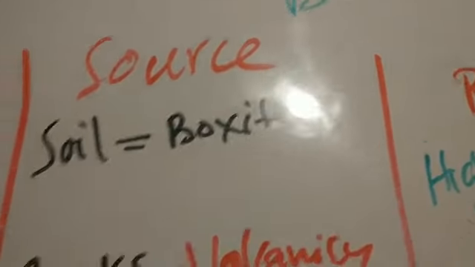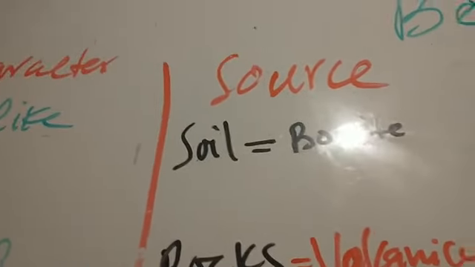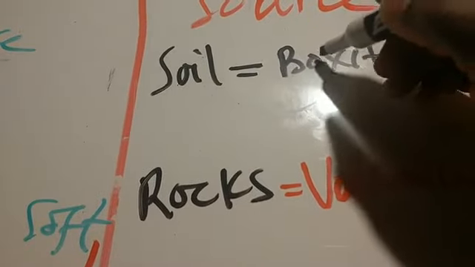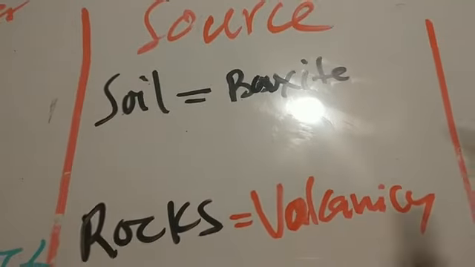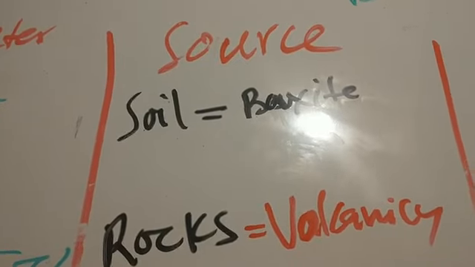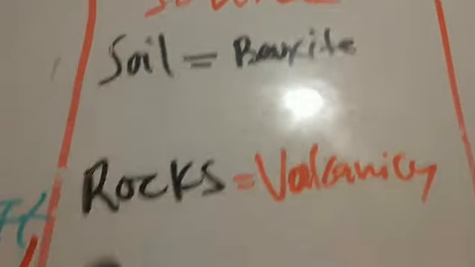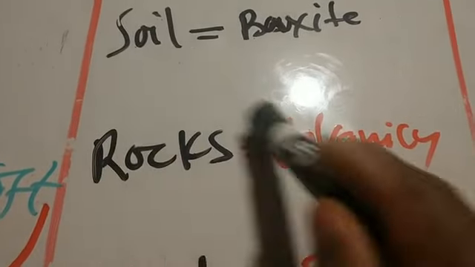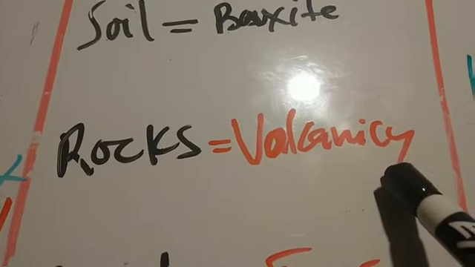Now, a source of beryllium is the soil. You can get it from bauxite. In fact, the most prevalent element in bauxite is aluminum, but then you get some other components also in the red soil. You can get beryllium from the soil, and you get it more in rocks, in volcanic eruption or volcanic rocks. You see what I'm saying?